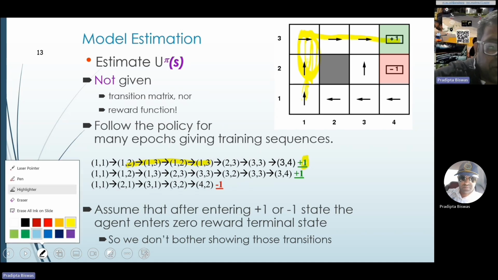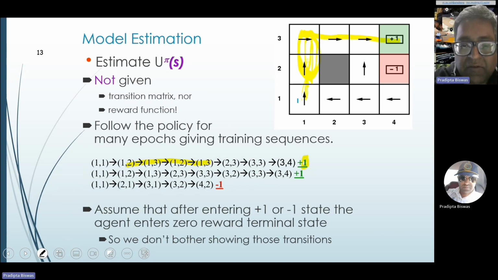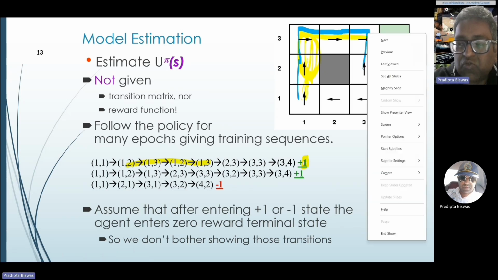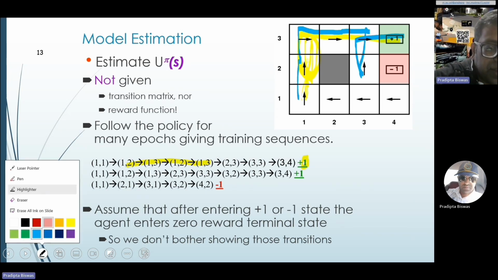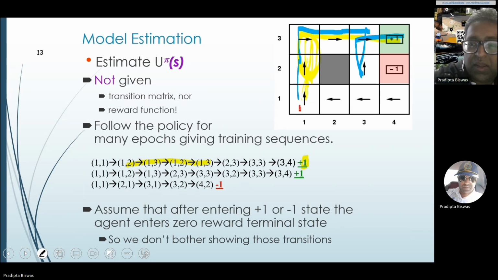So this is one epoch. This is another epoch. It's starting from 1,1 to 1,2. Then it is going to 1,3, 2,3, 3,3. And then, instead of going forward, it's coming back to 3,2. Then again it is going to 3,3 and 3,4. Okay, so this is another iteration. And the last iteration is something like that, that it is going this way, then this way, and ending up here and getting this -1 reward.